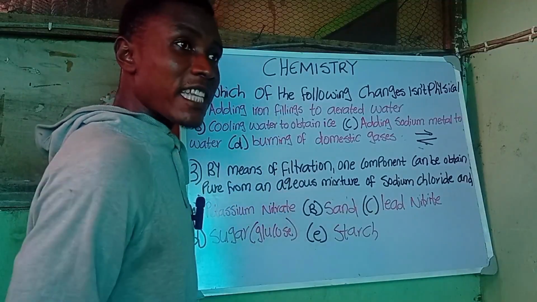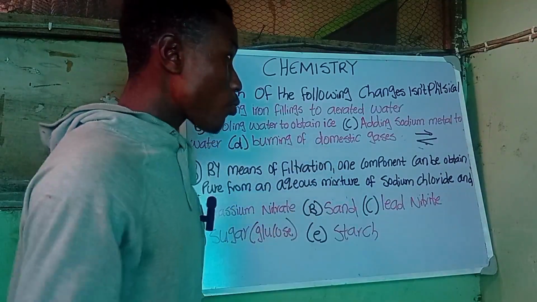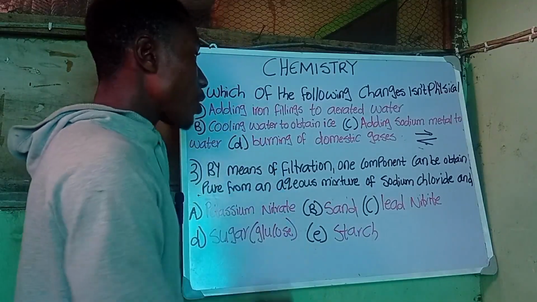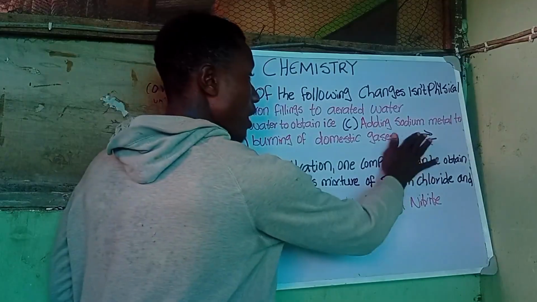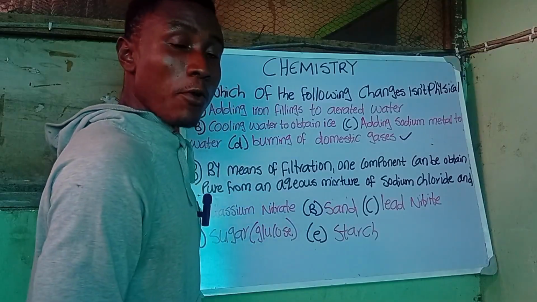When you put your water in the fridge and it gives you ice, you can still allow it to melt and you still get your water. We have C, adding sodium metal to water, and D, burning of domestic gas. So the correct option here is option D, the burning of domestic gas.